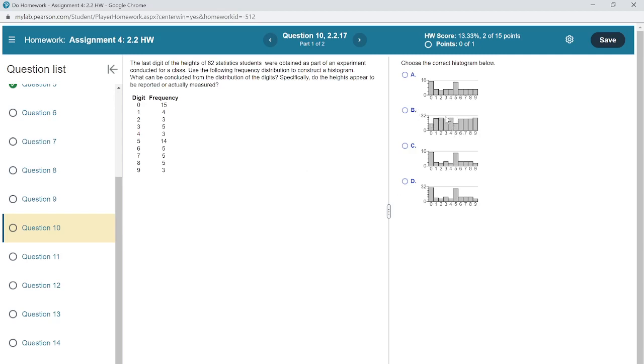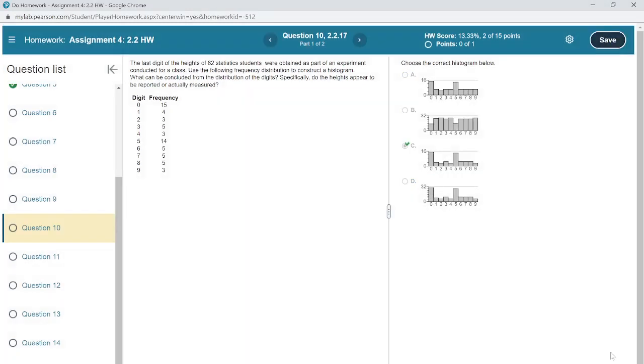Now let's ignore B and check with A. A has the same answer for 6, 7, 8, and 9, but that's not the case here. 6, 7, 8, and 9 have different answers. So A is not the answer, B is not the answer. Now we need to choose between C and D. For D, as you can see, for 0 the frequency is 15, but here it's almost 30. So C is the right answer.